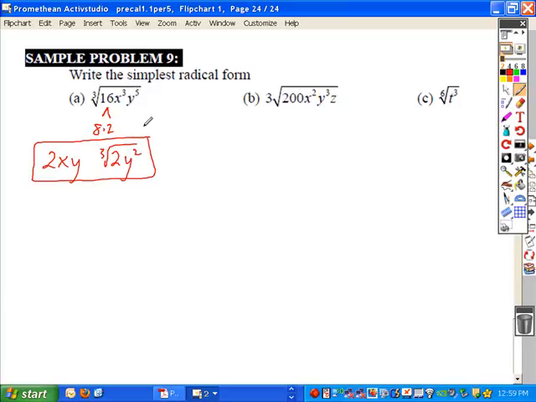So you don't even need to worry about it. Odd indexed radicals can be negative, because if you take a negative number and multiply it by itself an odd number of times, the product will be negative.